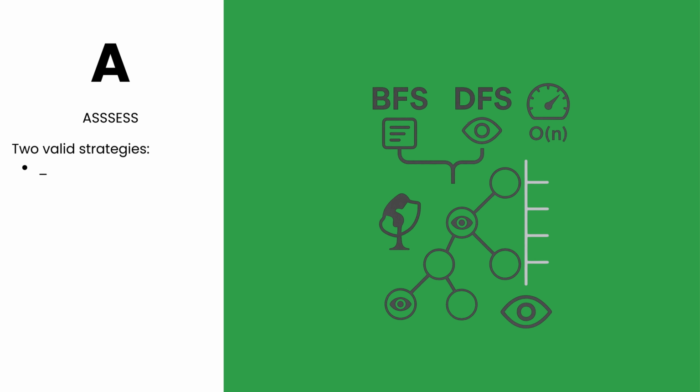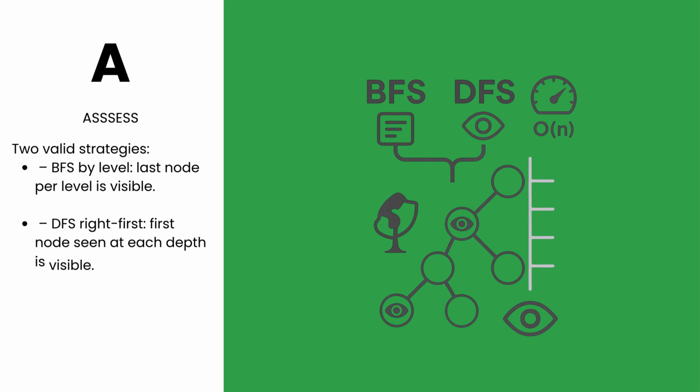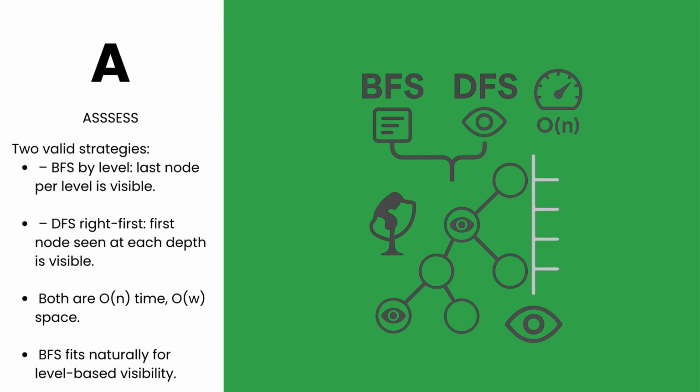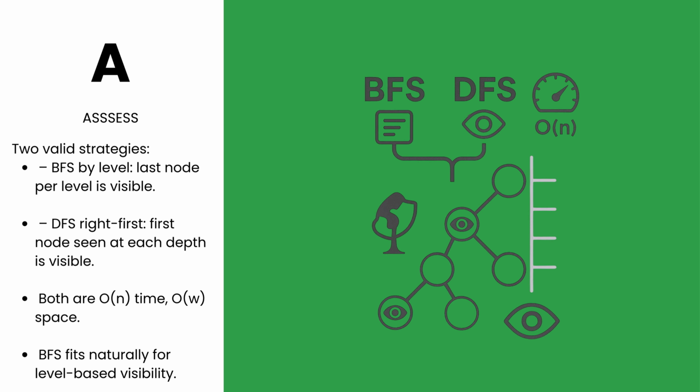There are two clean approaches. You can use BFS, where the last node you see in each level is the visible one, or DFS, where the first node you visit at each depth, going right first, becomes the answer. Both take O(n) time, but BFS naturally fits the idea of one value per level.